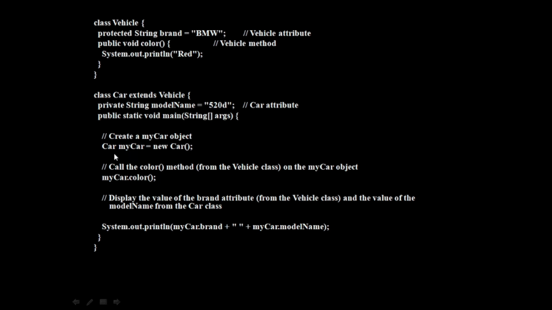First we have created a Car object, Car myCar equal to new Car. After that we have called the color method from the Vehicle class, myCar.color, you can see over here. After that we want to display the vehicle brand and also the vehicle model name.